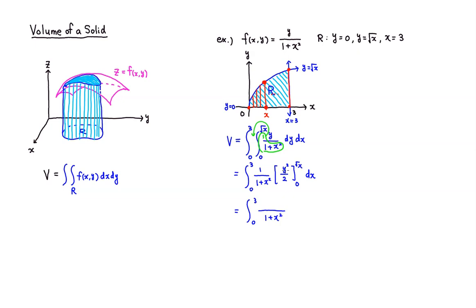If you plug in square root of x, you have to square that, so it's going to be x over 2. If you plug in y equals 0, it's 0, so I'm not going to write that. So minus 0. Then we have dx.